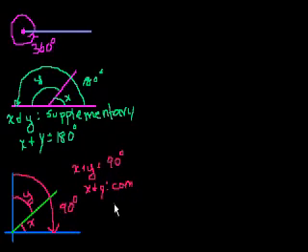I always get confused between supplementary and complementary. You just got to memorize it. Is there any easy way? 180, supplementary. You could say that 180 starts with an O, which supplementary does not start with. So there's your mnemonic. Complementary: 90 starts with an N, and complementary does not start with an N. That's your other mnemonic. I don't know if I'm spelling it right. Who cares? Let's move on.